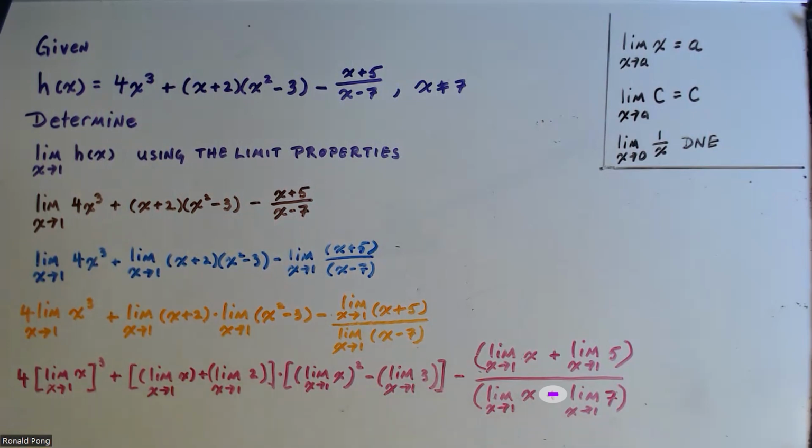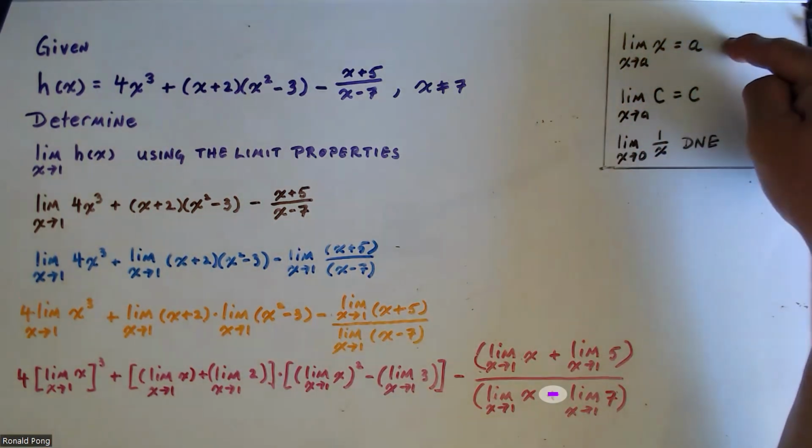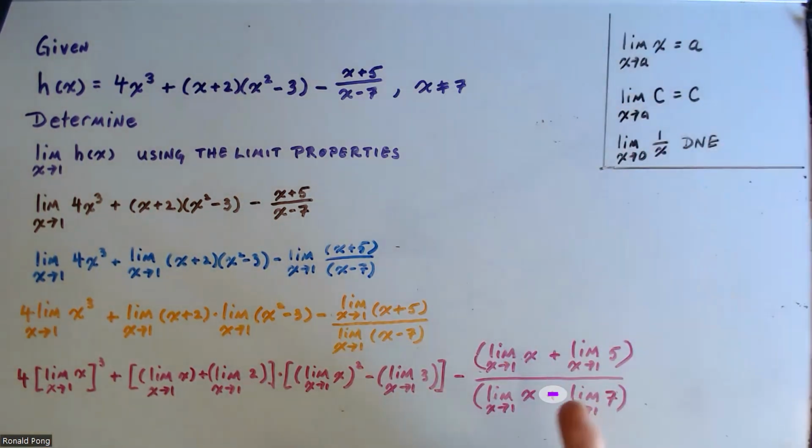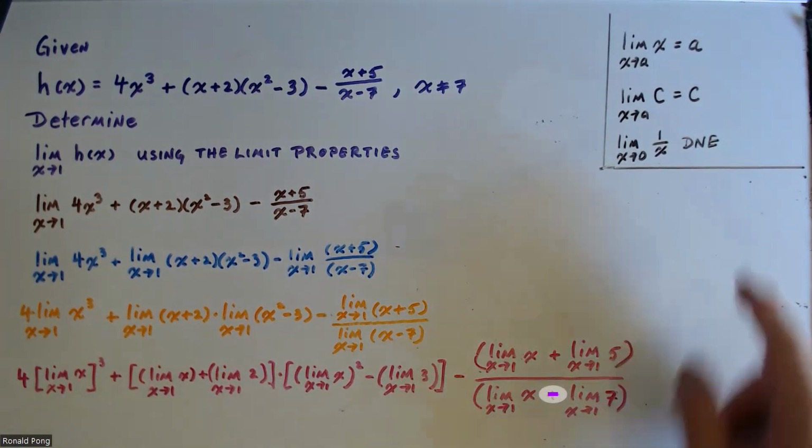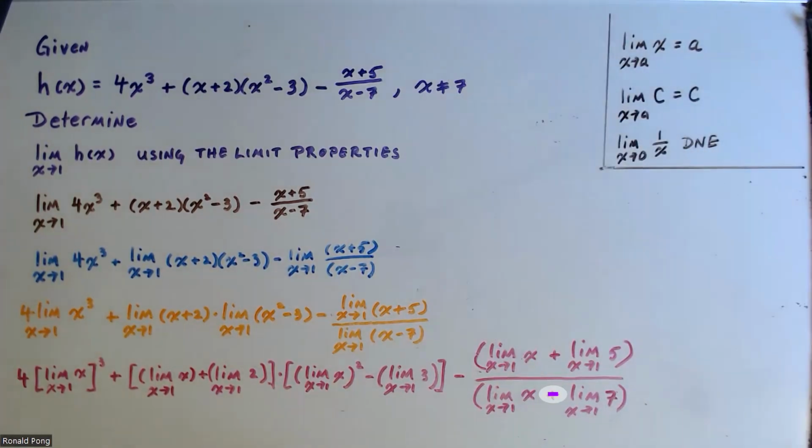Something that's important to notice at this point is that now all of the limits are either a limit as x approaches some value, in other words, this first limit result, or they're a limit of a constant. Here I have a 2, a 3, a 5, and a 7. That's the second limit result. We can use these limit results to rewrite this expression by simply substituting in some numbers. So let's do that next.